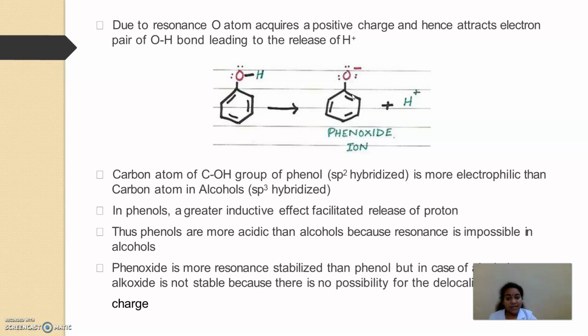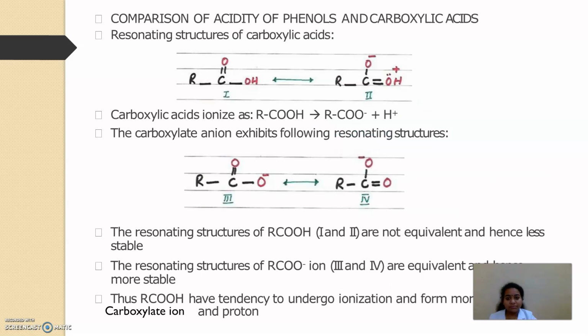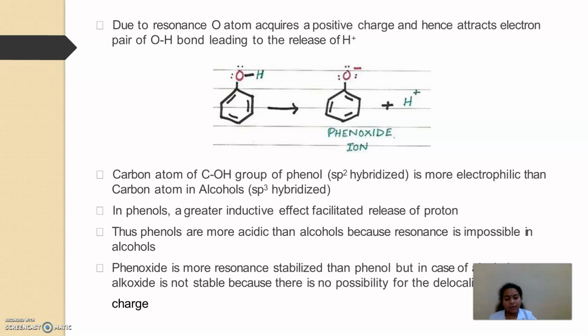That is the main reason. So the reasons why phenol is more acidic than alcohol are: first, the resonance structure; second, the sp2 carbon of phenol; and third, resonance is not possible in alcohol, but it is possible in phenol because the phenoxide ion is more stable. Then another reason is the inductive effect, which will facilitate the release of proton. These are the important points. And the comparison of acidity of phenols and carboxylic acids is not required.